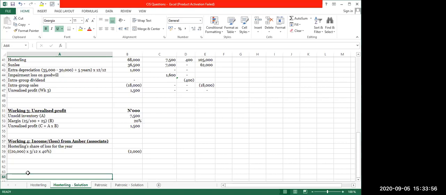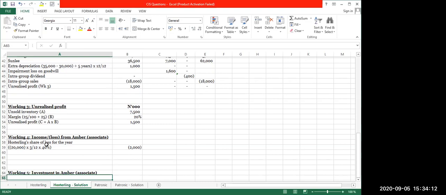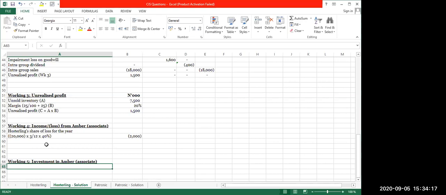So I will create a working 5 now. I will call it investment in associate, Amber. Associates are accounted for using what they refer to as the equity method, and the equity method starts from consideration transferred, or the cost of the investment. So how was Amber acquired? That will lead us again to the question. We have to check the question again to see the value of the consideration transferred to acquire Amber. So again, go to the question.